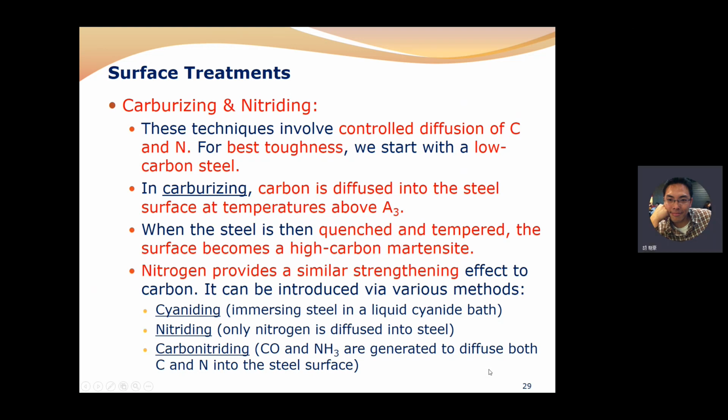So what's the temperature A3? The temperature A3 is the normalizing temperature. Okay, it's the normalizing temperature. And A1 is TE, the eutectoid temperature. And when the steel is then quenched and tempered, the surface becomes a high carbon martensite. Okay, nitrogen provides a similar strength effect to carbon. It can be introduced via various methods and so on.